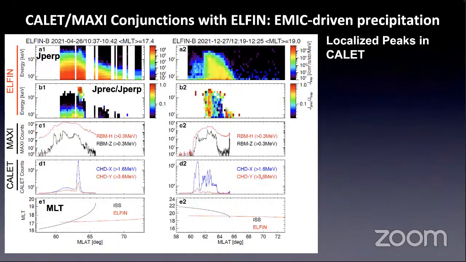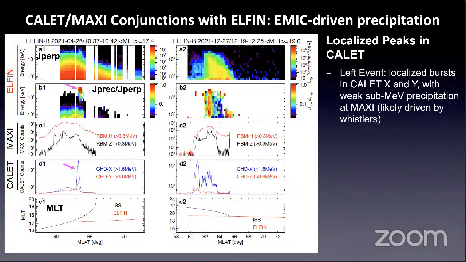Similarly, we have looked at a conjunction event between ISS and ALPHA for EMIC-driven precipitation. During this orbit, we see localized precipitation at greater than 1 MeV, predominantly in that energy range, and at almost the same magnetic latitude CARLET at ISS captured a simultaneous burst of precipitation in both X and Y channels, indicating a rather extended precipitation from 1 MeV to a couple of MeV, very consistent with what ALPHA showed here.